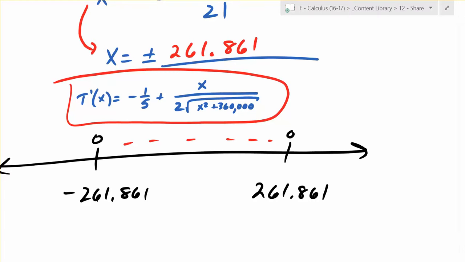Anybody? Let's see. So you plug in negative, I don't know, 300. What are you going to get? What do you think?